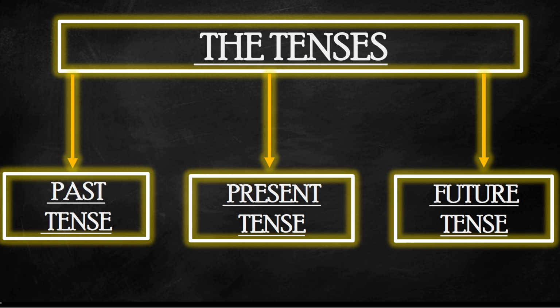First things first, in English grammar, we have three types of tenses: the past tense, the present tense, and the future tense. The past tense tells us about actions which have already occurred in the past. Present tense tells us about actions that are ongoing now. And future tense tells us about the actions that are about to take place in the near future.